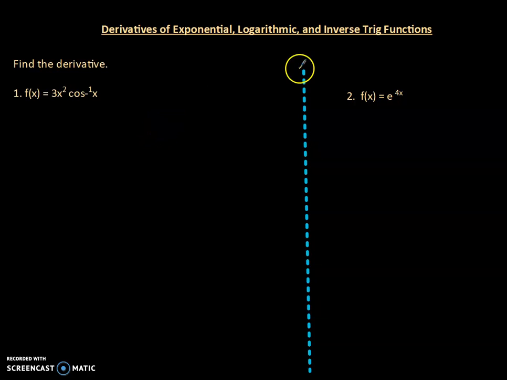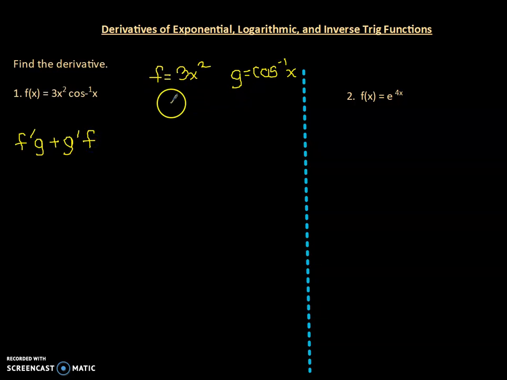So we're going to start by finding the derivative of number 1. If you look, I am multiplying a function of x by another function of x. That means we're going to apply the product rule because we have two functions of x being multiplied together. The first function, f, would be 3x squared, and the second function, g, would be the inverse of cosine. Before we apply the product rule, which is f prime g plus g prime f, I have to find the derivative of each one of these as well.